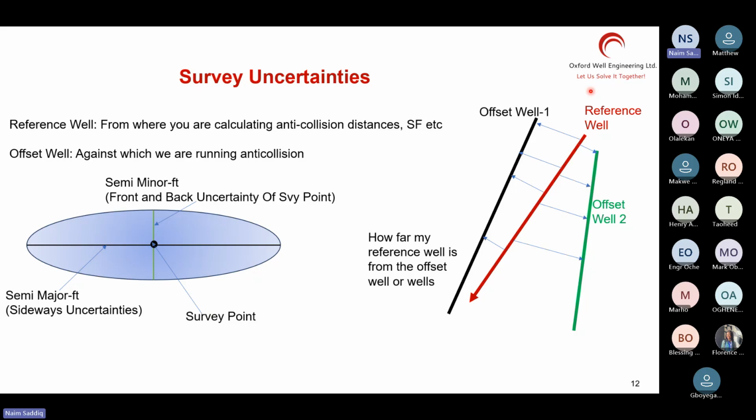Whenever you run the anti-collision against the offset wells, offset well 1, offset well 2, it gives you a distance and safety factors calculated by the software against offset well 1 and offset well 2. It will give you two numbers. Say I am this much far from offset well 1. I am this much far from offset well 2. At every station, say you are drilling at 10,000 feet, you are this much away from that one, and this much away from that one.